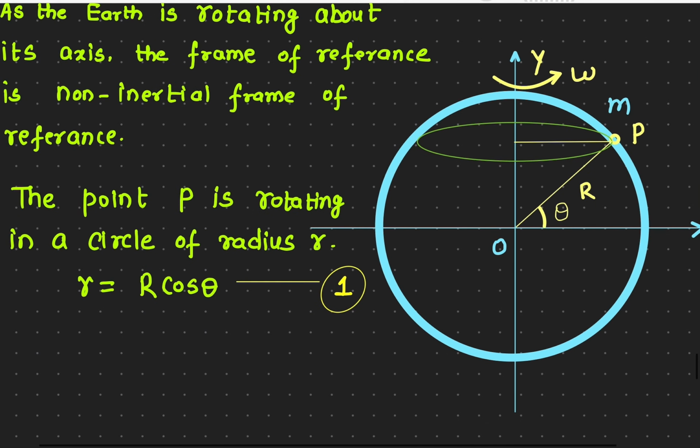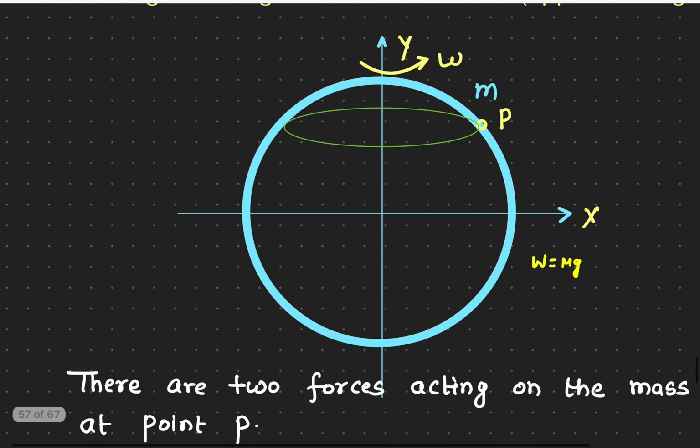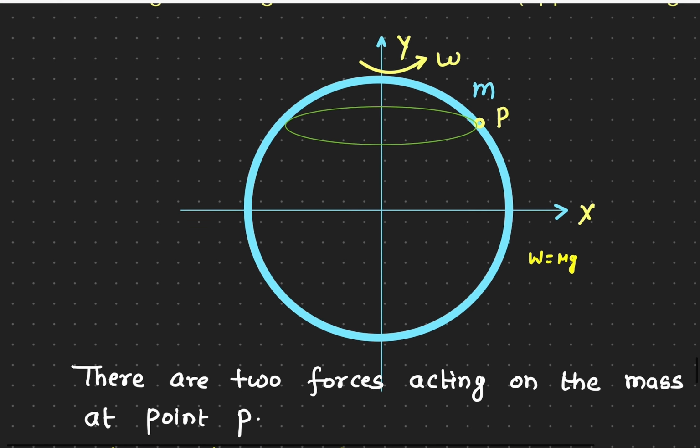Okay, so once we find out the radius of the circle, the next thing is to find out the forces acting onto this point P. So let's draw all the forces acting onto this point P. So let's start with the force due to gravity, which in fact acts this way towards the center. So this is the force due to gravity. And what's the value? Let's call this my origin. The value is weight equals mg.